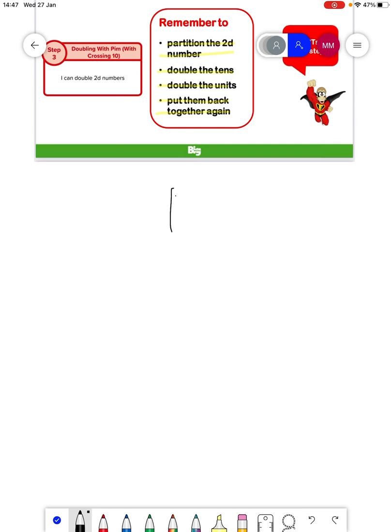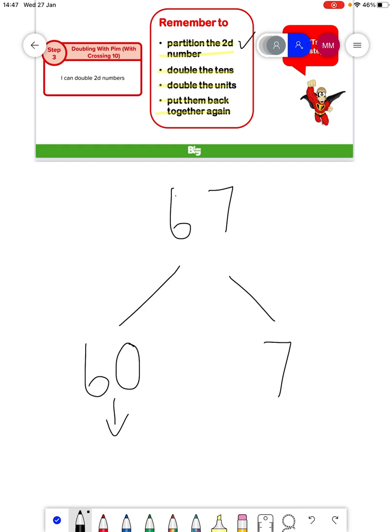So for example, if I have 67, so still number 1 is partition our numbers. We have how many tens? 6 tens. How many units? 7 units. So we've done that. Then we have to double our tens. Again, you know what double 6 is. Double 6 is 12, but remember we have to put that 0 on the end because it was 60. So we've done that. Now we have to double our units. What's double 7? 7 add 7, and it would give us 14.